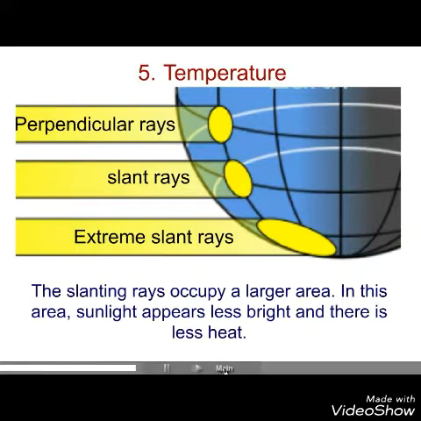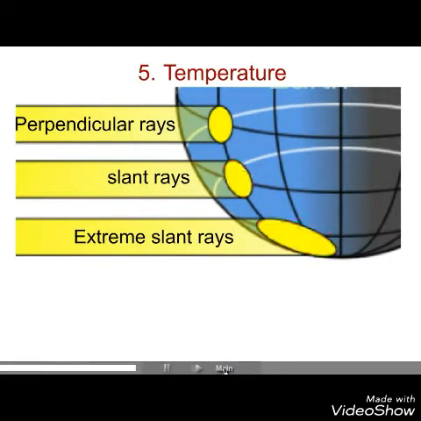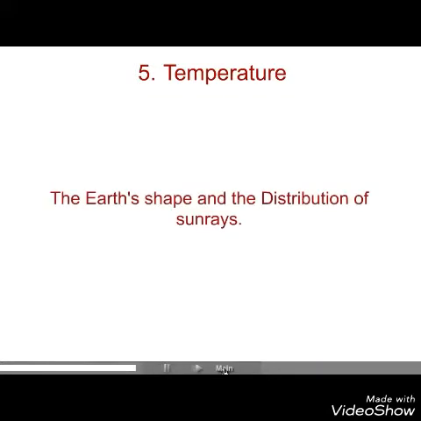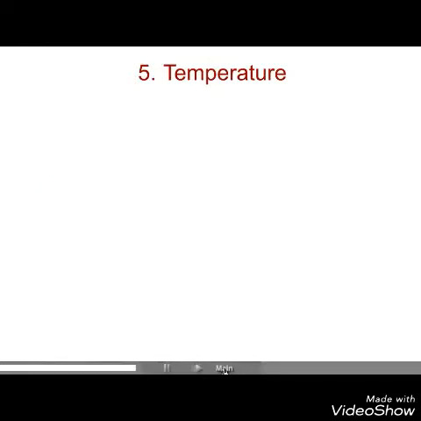The slanting rays occupy a larger area. In this area, sunlight appears less bright and there is less heat. Hence, the surface there gets less heated and the air too is less hot. The Earth's shape and the distribution of sun rays.